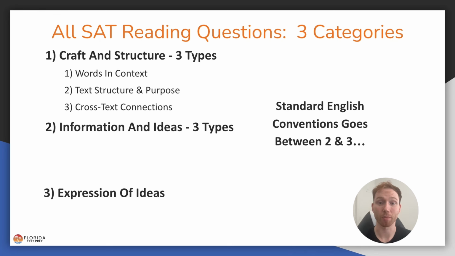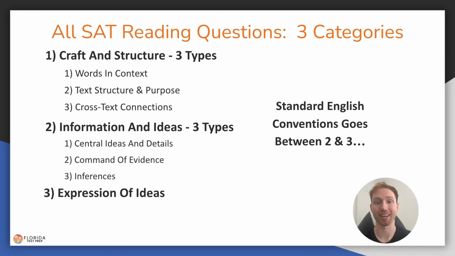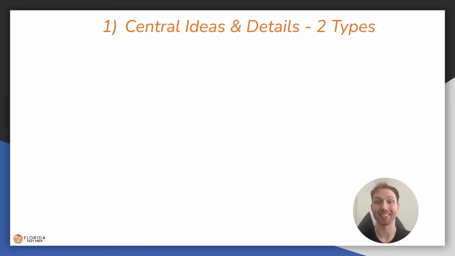So we covered the 3 types of craft and structure questions. Now let's focus on the next section, information and ideas. There's going to be 3 types of questions for these as well: central ideas and details, command of evidence, and inferences. Let's begin. First up, we have central ideas and details, and there's 2 types of questions for this section.